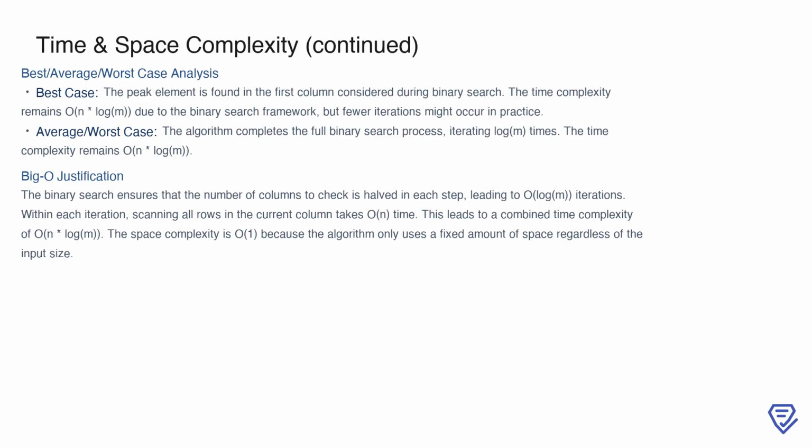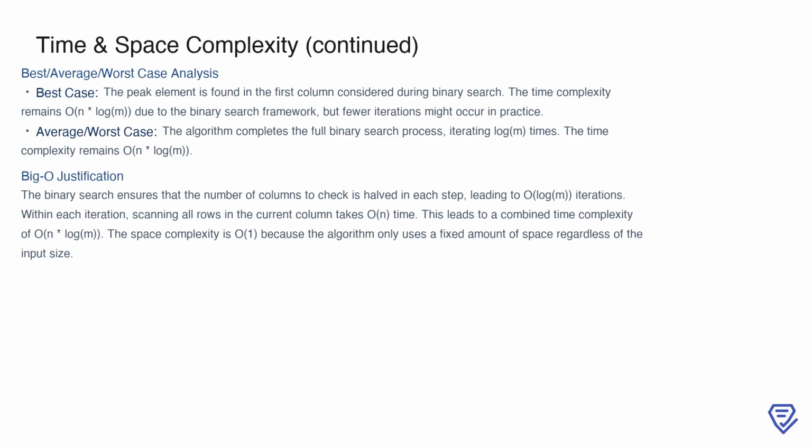The justification for this complexity lies in how binary search systematically halves the columns to consider, leading to log m iterations overall. Within each of these iterations, scanning n rows in the column takes n time, combining to n*log m as the final complexity.